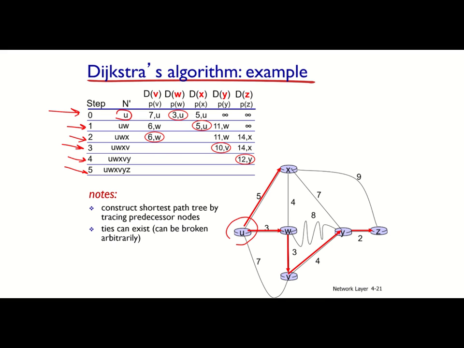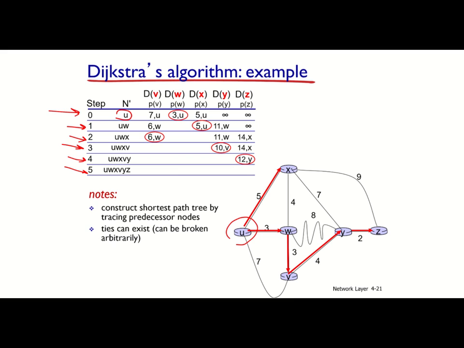That's why the distance is infinity. For all others like x, w, and v, since they are adjacent to u, what we need to write for the distance is their immediate link cost. So the distance between u and x would be 5 because of this cost that we have on this link. The distance between u and w is 3, and u and v is 7.